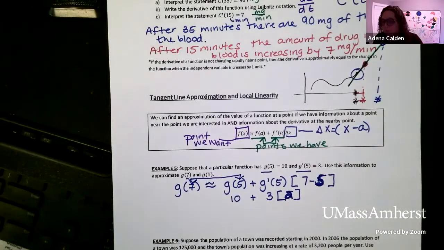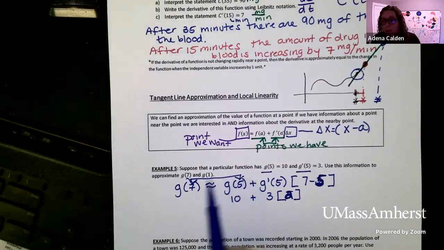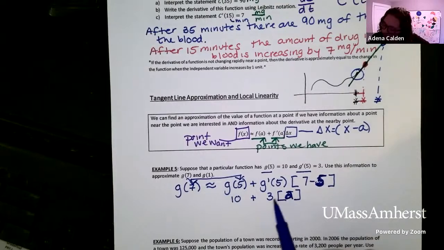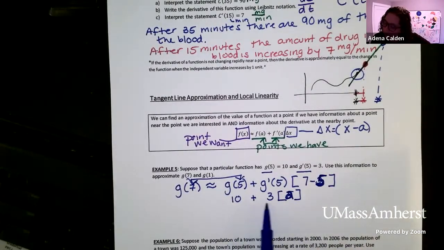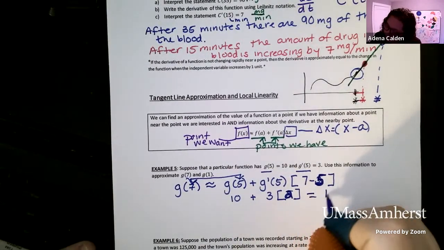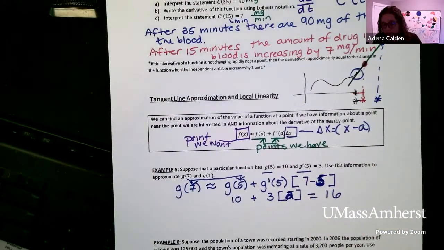So we are 2 units away from 5, right? That's how far we are moving. So that's what we have to multiply our rate by. So 10 plus 3 times 2 is going to be 16.